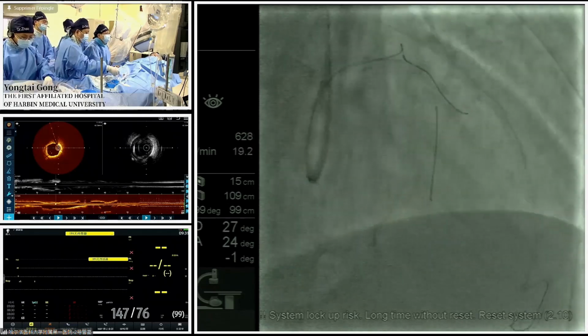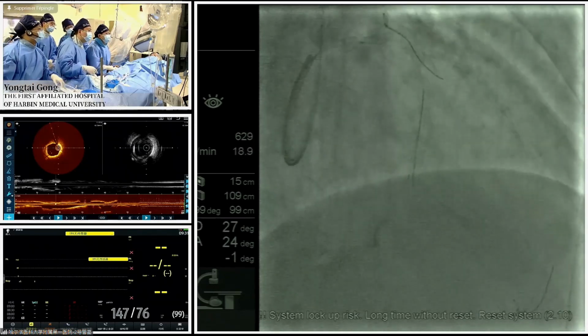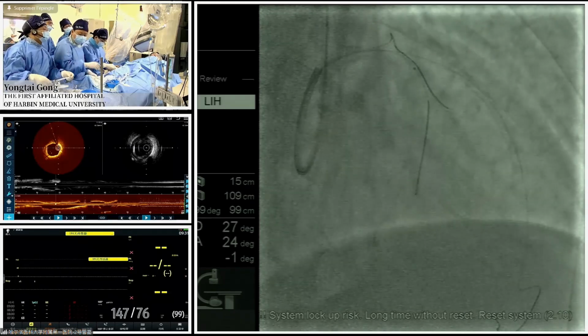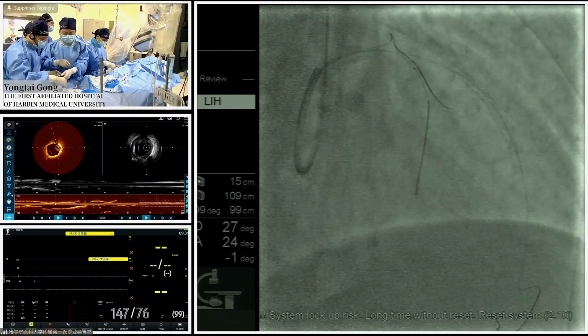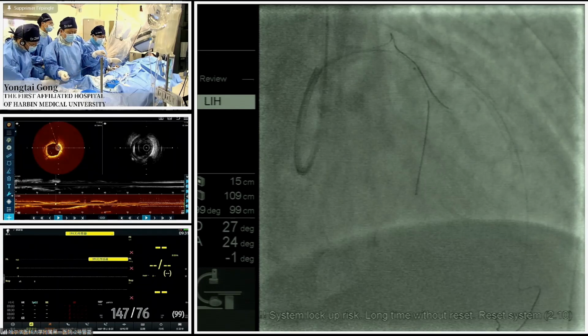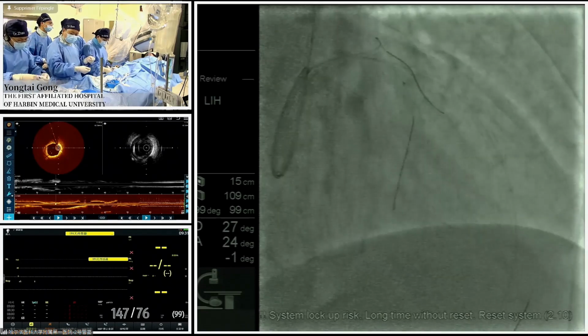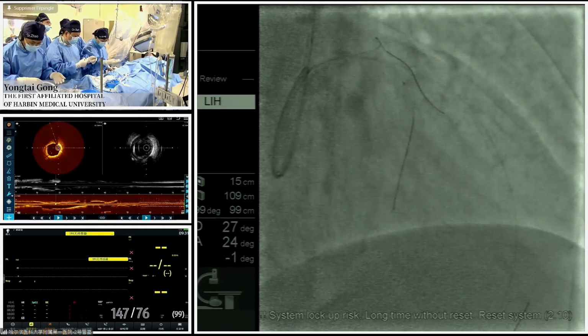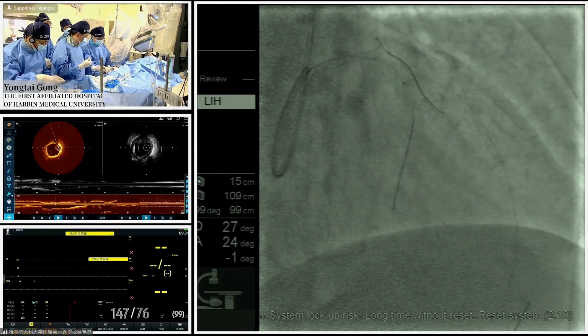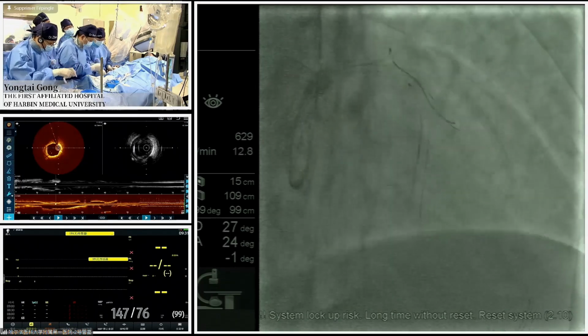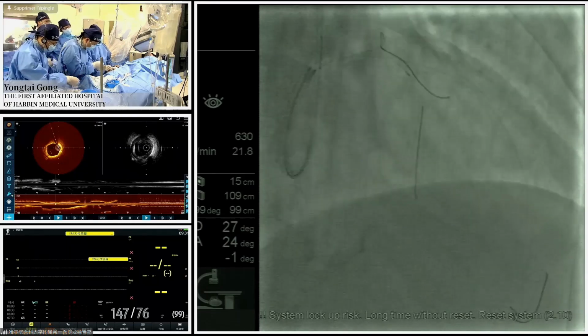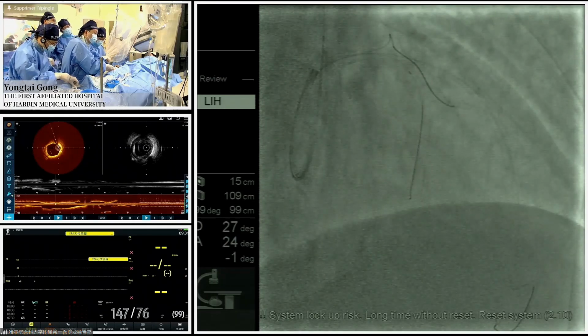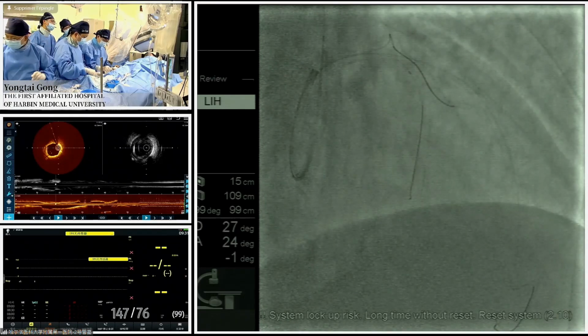Actually, there's a little bit of controversy about the protection of the septal branch. Even though it's occluded, it doesn't cause any big ischemia. Maybe some doctors think, it's all right, I don't have to protect this septal branch. What do you think, Dr. Zhang? But for this patient, the septal branch is kind of big. That's why Dr. Gong put in a balloon to protect it.